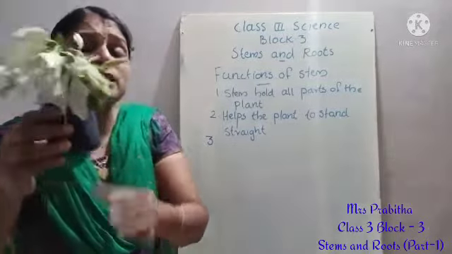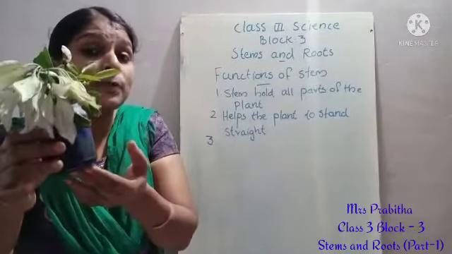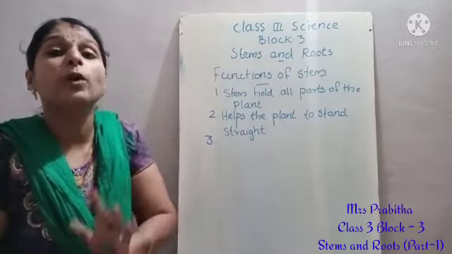So from this experiment what can we understand, children? We can understand one function of stem. Why did this flower turn blue? Because the stem carries water to different parts of the plant. The stem carries this blue colored water to all parts of the plant. That is why the white flower became blue in color. You can use any color and try at home, but you have to use a white colored flower.